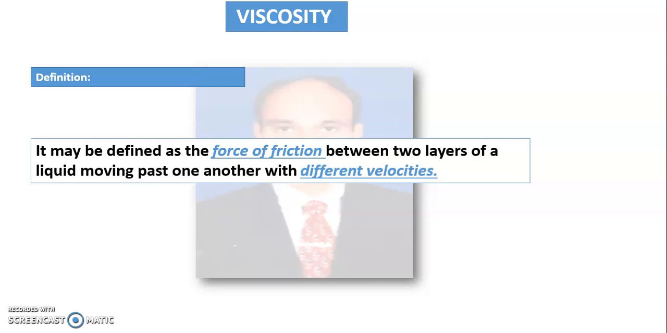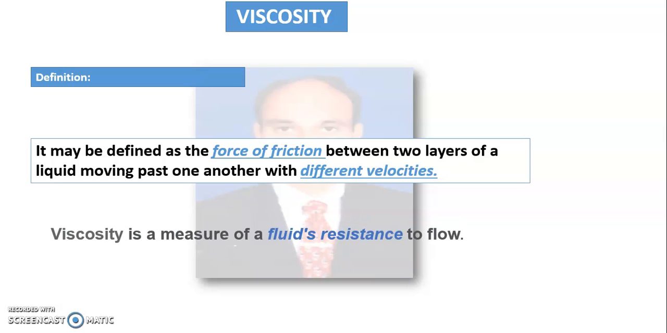For what? For a liquid having two layers, a liquid having different layers. When the two layers move with different velocities, a force of friction appears in between. This force of friction between two layers of a liquid moving past one another with different velocities is called viscosity.